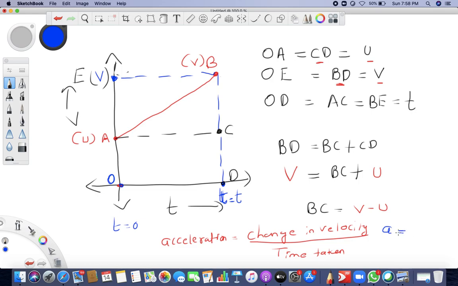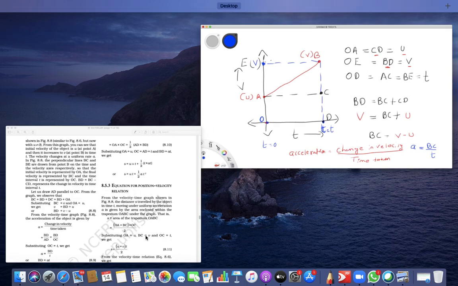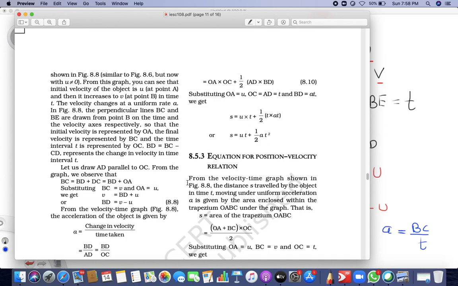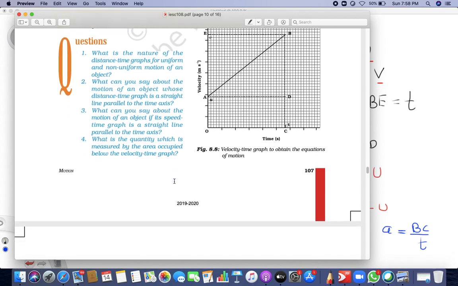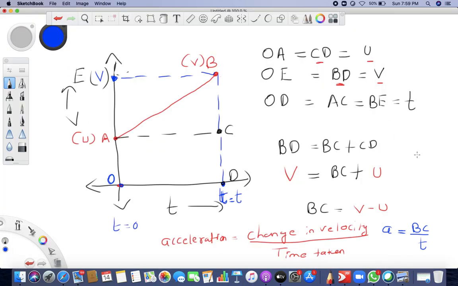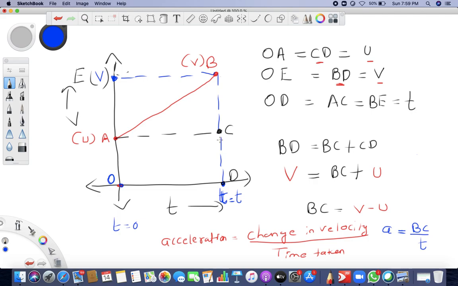What is your change in velocity? Your velocity changes at BC and your time is t. What is your acceleration? Change in velocity upon time taken. They have given the names in this way. They have given C at the bottom and D at the top, that's why they get this thing.